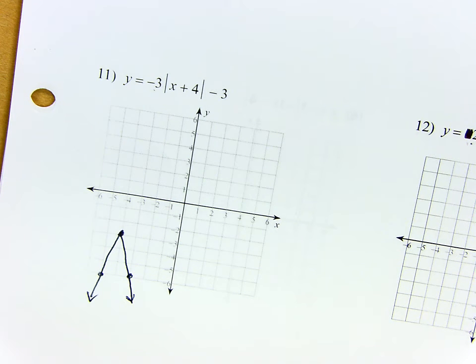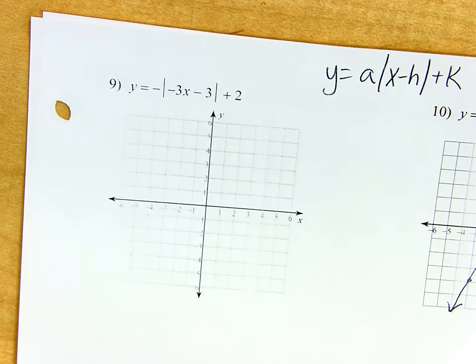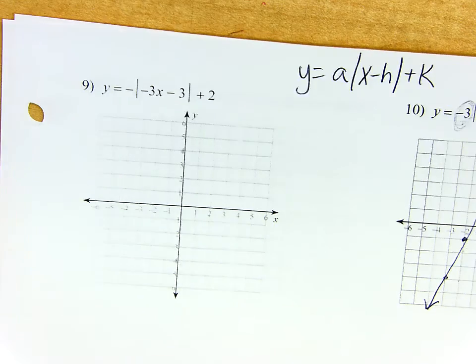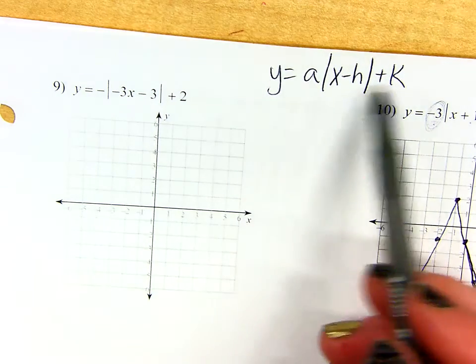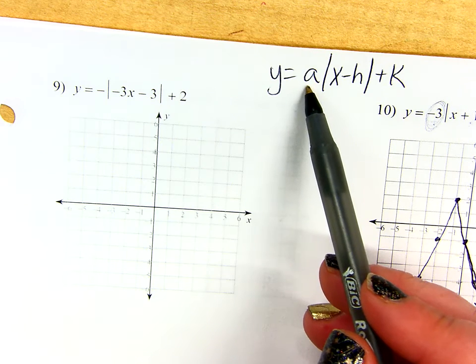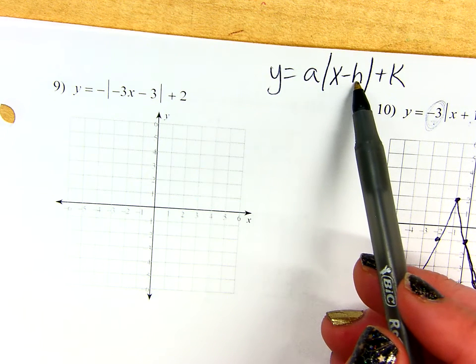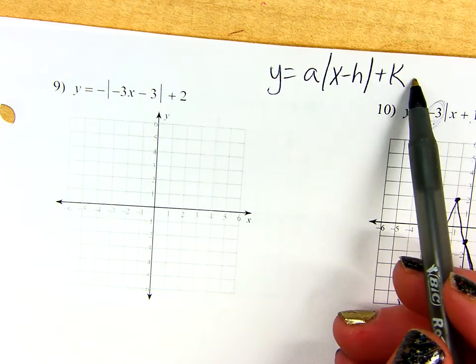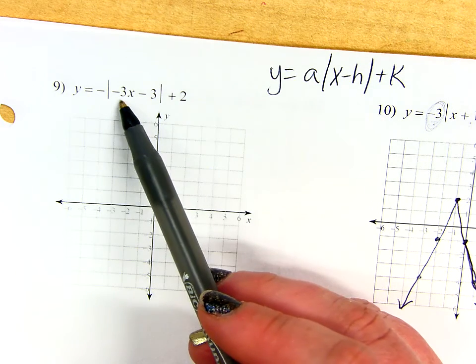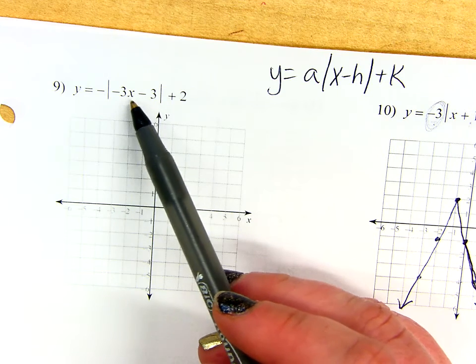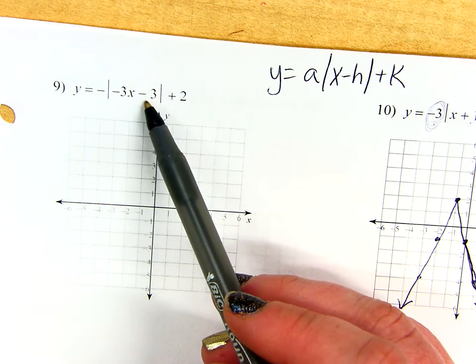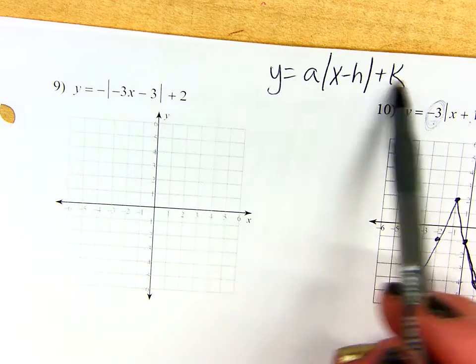Alright, unfortunately, they don't stay this easy. Because if you look back up at number 9, this doesn't fit the form anymore. Look at my form. I had a number on the outside, and then just x minus h plus k. Here, I have -3x minus 3. It's not just an x by itself and then plus minus some number. So this doesn't fit this.